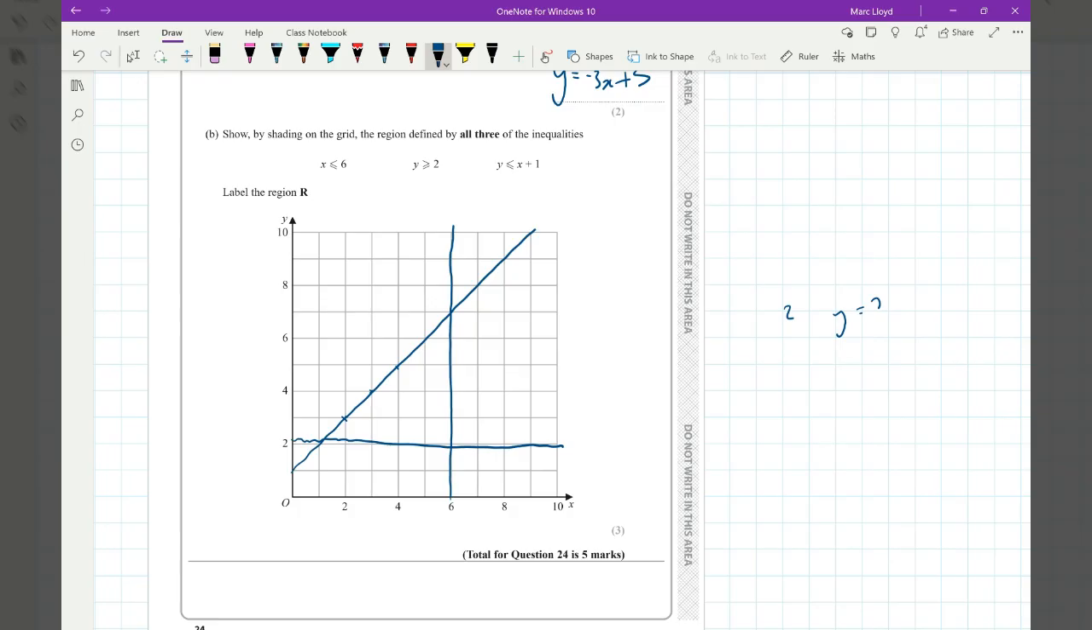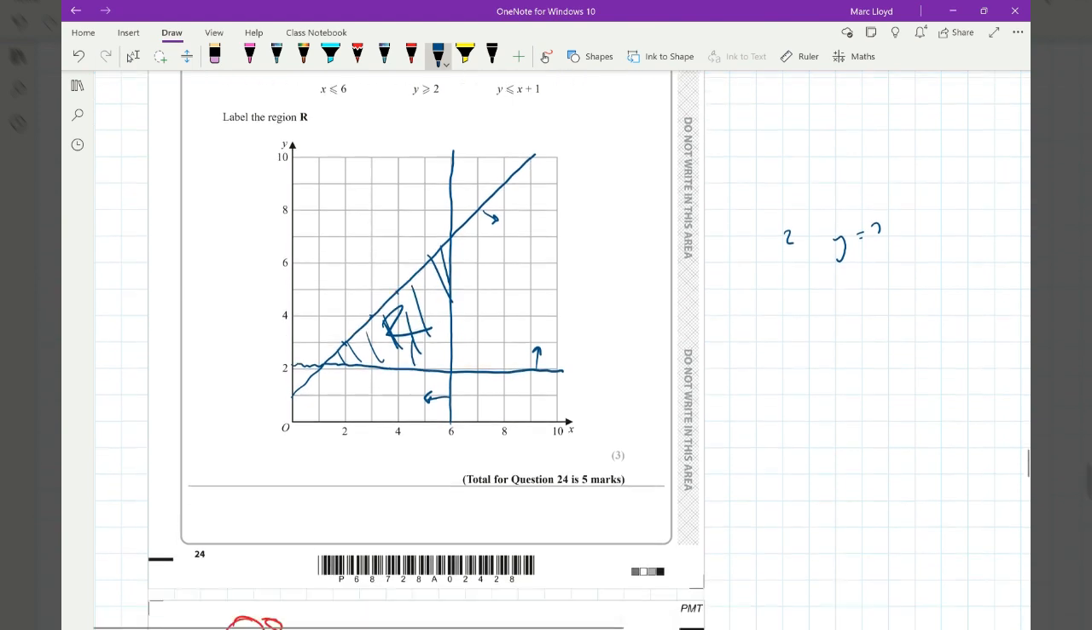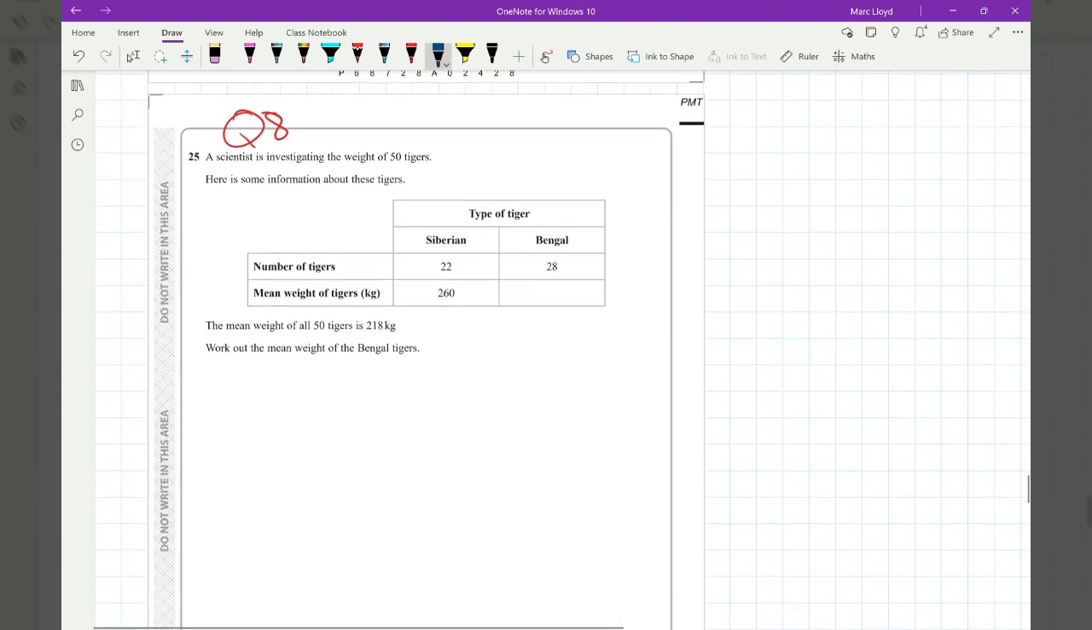Okay, it needs to be less than, I can see it's going to go in the triangle, isn't it? So it's going to be higher than 2. Don't just assume it's always going to be inside the triangle. Less than 6. And then y is less than that value, meaning that it is in here. Sometimes it's in a different place, so beware. Do we need to shade that? Show by shading on the grid. There we go. Marvellous.